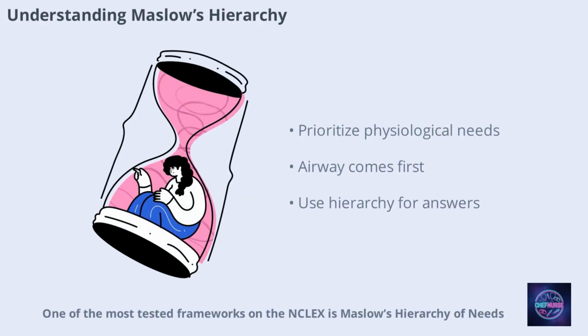One of the most tested frameworks on the NCLEX is Maslow's hierarchy of needs. This model helps prioritize patient care by focusing on basic physiological needs first, such as breathing, food, and water, before addressing higher-level needs like safety and self-actualization. When answering questions, always consider what the patient needs most urgently. For example, airway and breathing issues take precedence over emotional concern. Remembering this hierarchy can help you select the best answer when faced with multiple priorities.